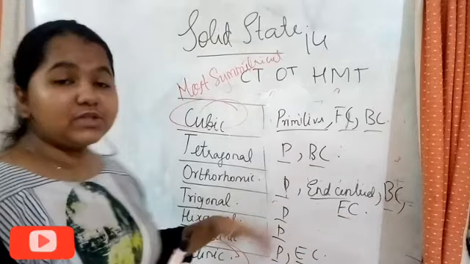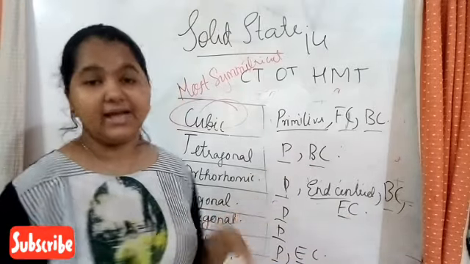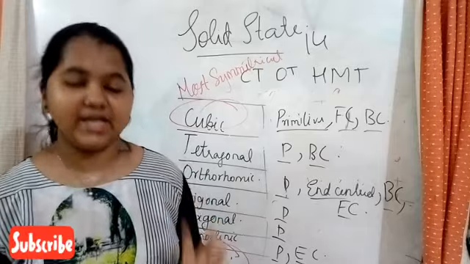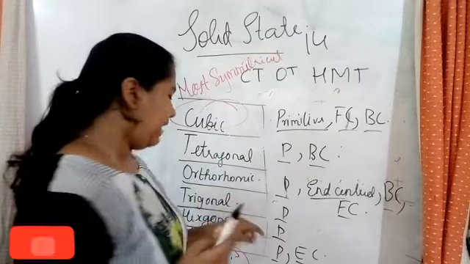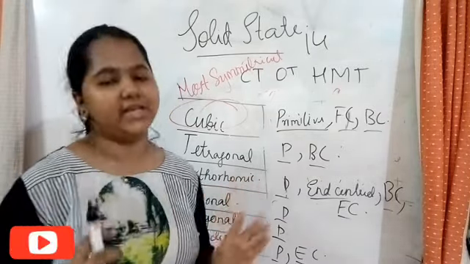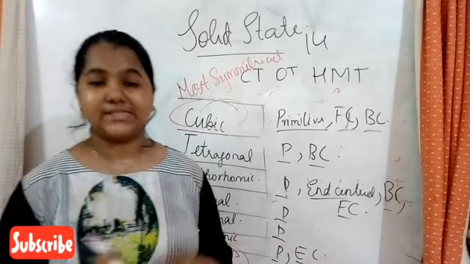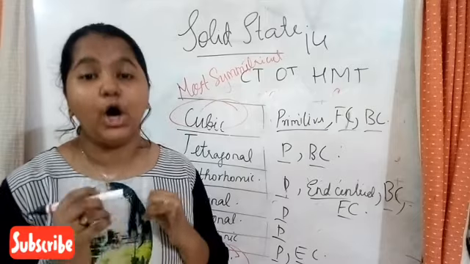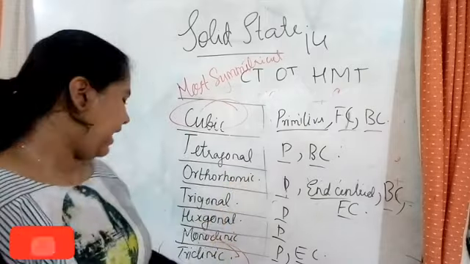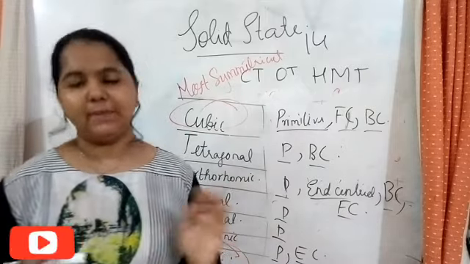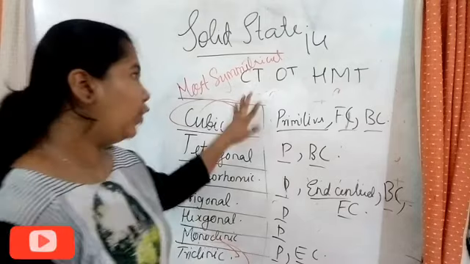Okay. And now the trigonal. The trigonal has only primitive. They can only form primitive. Whereas for hexagonal, also they can only form primitive unit cells. But for monoclinic, there is end-centered also with the primitive. And for triclinic, also only primitive is possible. I hope this is clear to you.